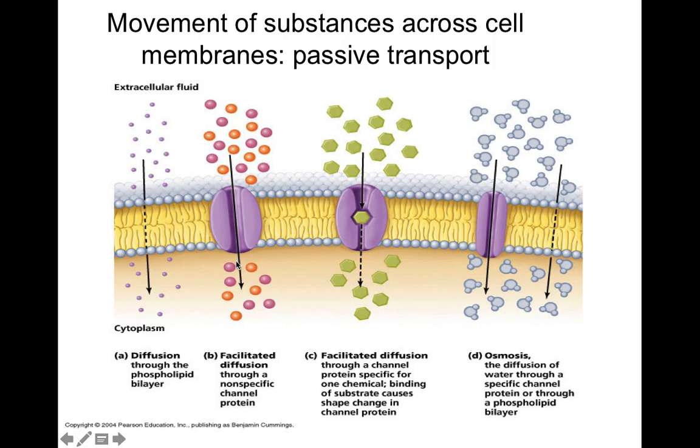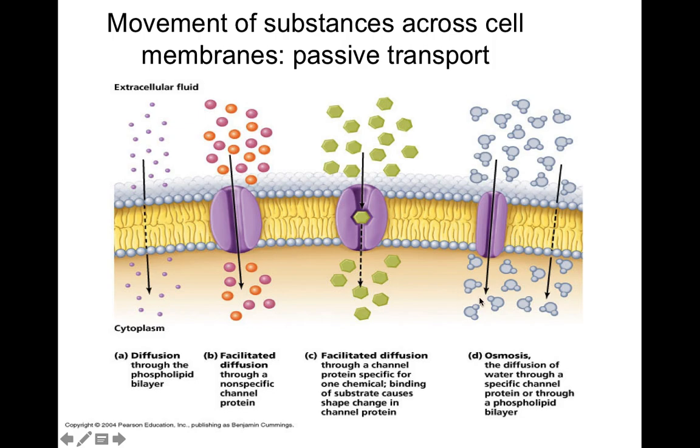This is another example of facilitated diffusion, a little bit fancier in that the molecule that's going to be transported has to have a complementary fit to this binding site right here. Once it binds, the protein changes shape, opens up, and releases the molecule to the other side. But again, it still involves a membrane protein and it is passive, so facilitated diffusion.